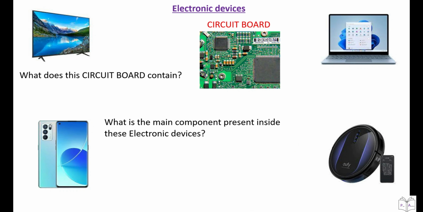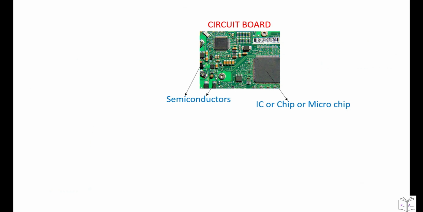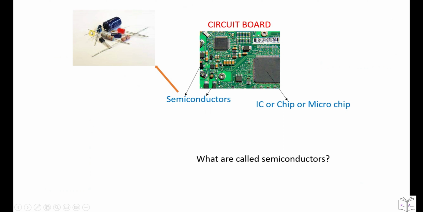What does this circuit board contain? It consists of semiconductors and IC or chip. What are called semiconductors? They are small components like this, as you see in this figure. It includes LED, resistor, transistor, capacitor, etc.